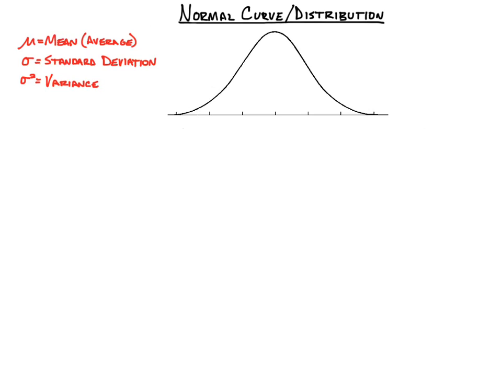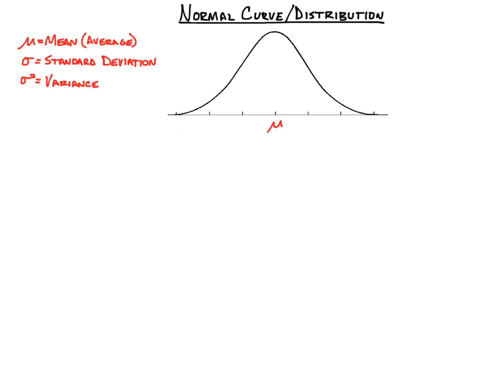Okay, so let's label this up. So here in the center is our mean, the mu. That's going to be right in the center of your normal curve. And actually, if you want to know a little bit more, the mean, the median, and the mode are all the same for a normal curve. So that's something to also keep in mind, that the mean, median, and mode are all the same for normal curves or normal distributions.